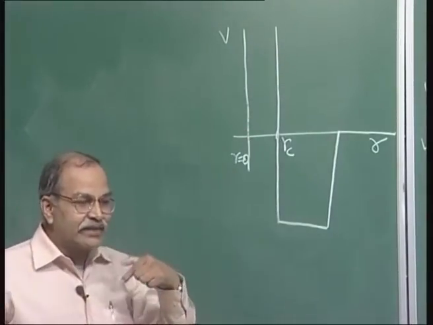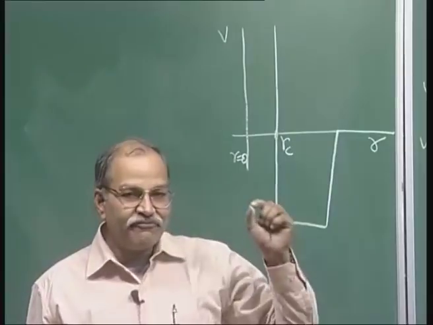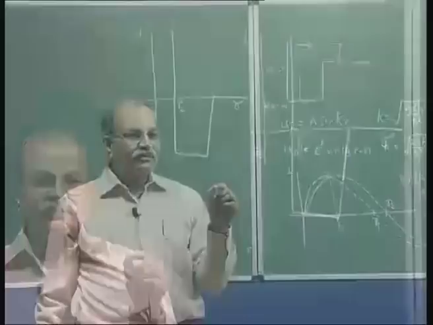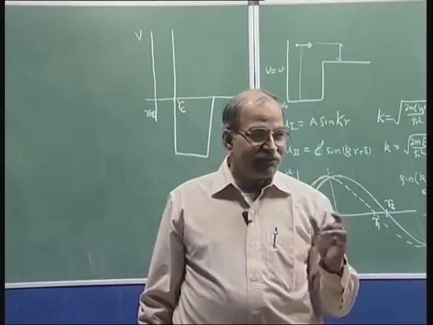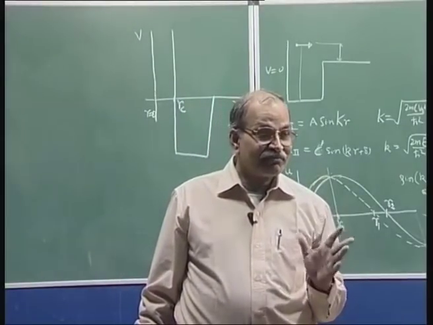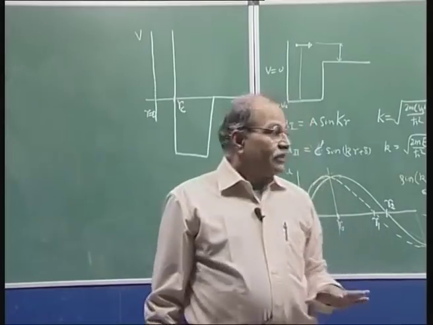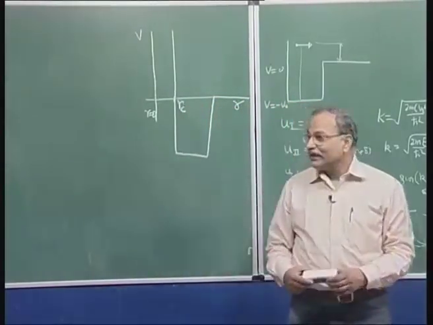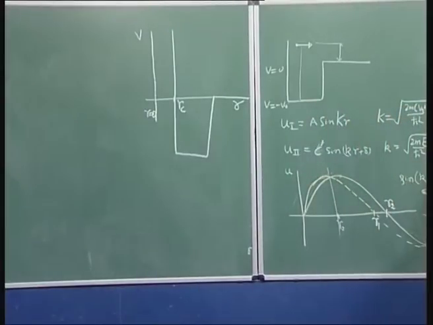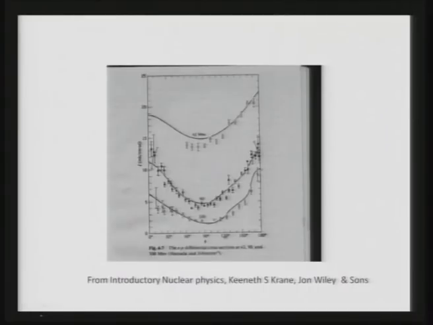So, this scattering data gives us the value R c, where the nuclear potential changes its character from attractive to repulsive. Okay. Now, the next figure that I am going to show you on the screen is even more interesting.